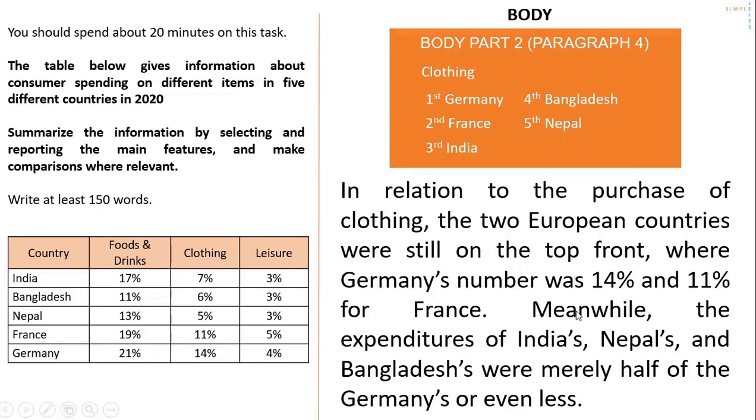Meanwhile, the expenditures of India, Nepal, and Bangladesh were merely half of Germany's or even less. By merely half, it means only half of Germany's number. India's number is 7%, whereas Germany's is 14%, so 7 is half of 14. That's why I wrote merely half. Or even less means less than 7%, that is for Bangladesh and Nepal, 6% and 5% respectively.